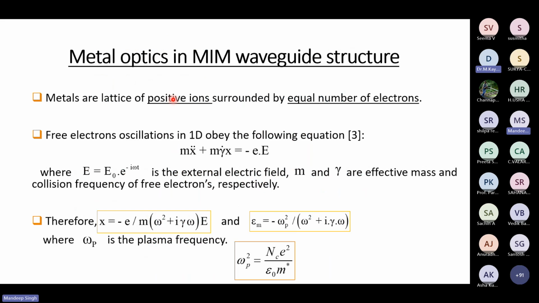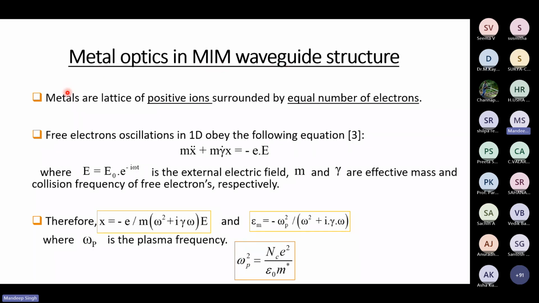So again, I was discussing the gas model. In this one slide only, I will summarize that gas model and how the plasma frequency can be calculated for such nanostructures. That is why I gave the name metal optics in metal insulator metal waveguide structures.